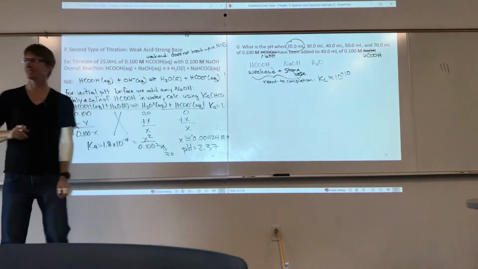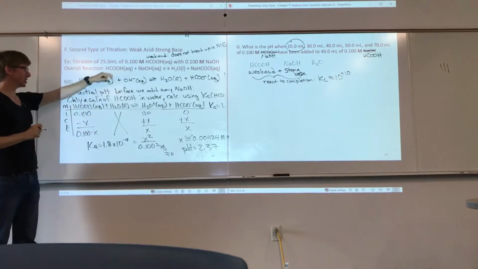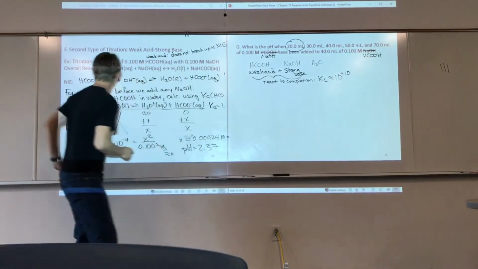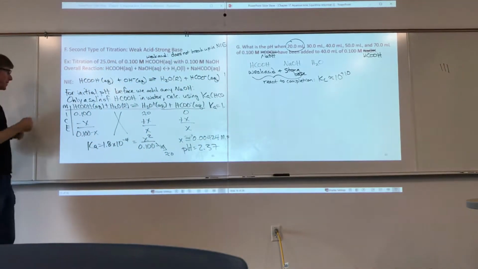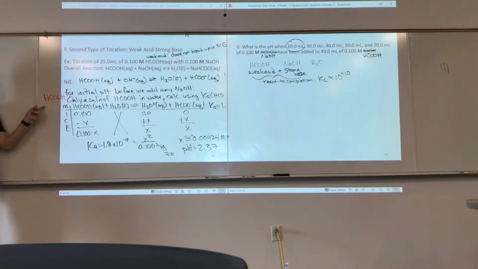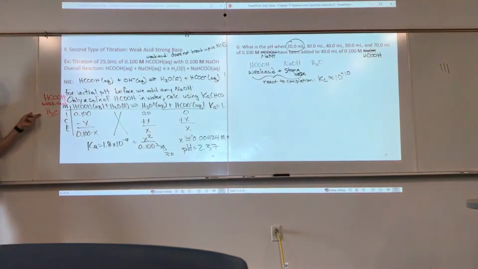Kc is approximately 10 to the plus 10. Now, let me differentiate that from this problem I solved right here. In this problem, I had two things. I had formic acid, a weak acid, and H2O. I had no sodium hydroxide because I told you I haven't added any sodium hydroxide. So for this one, the only thing I can do is a Ka reaction for this.